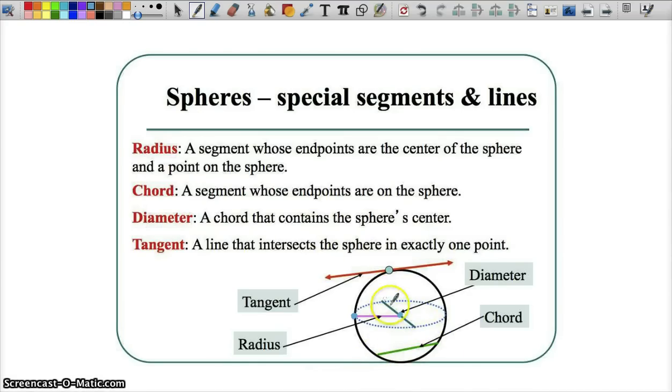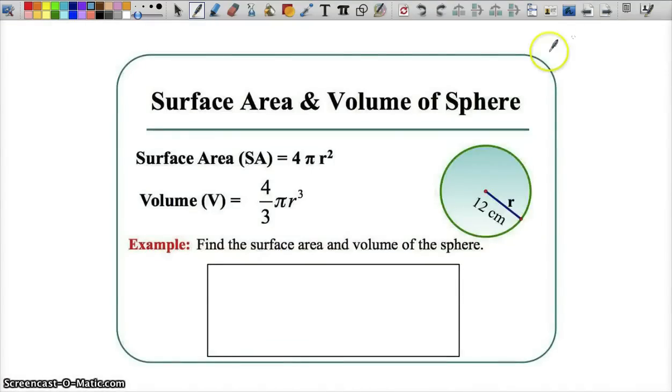Diameter, so a chord that goes through the center, and then tangent. So we think these are all pretty much the same. They look pretty much the same. It's a little bit different with a chord. What you'll notice is it actually kind of looks more like a circle, and I'll try and show you an example of that when you come into the class next time I have you.